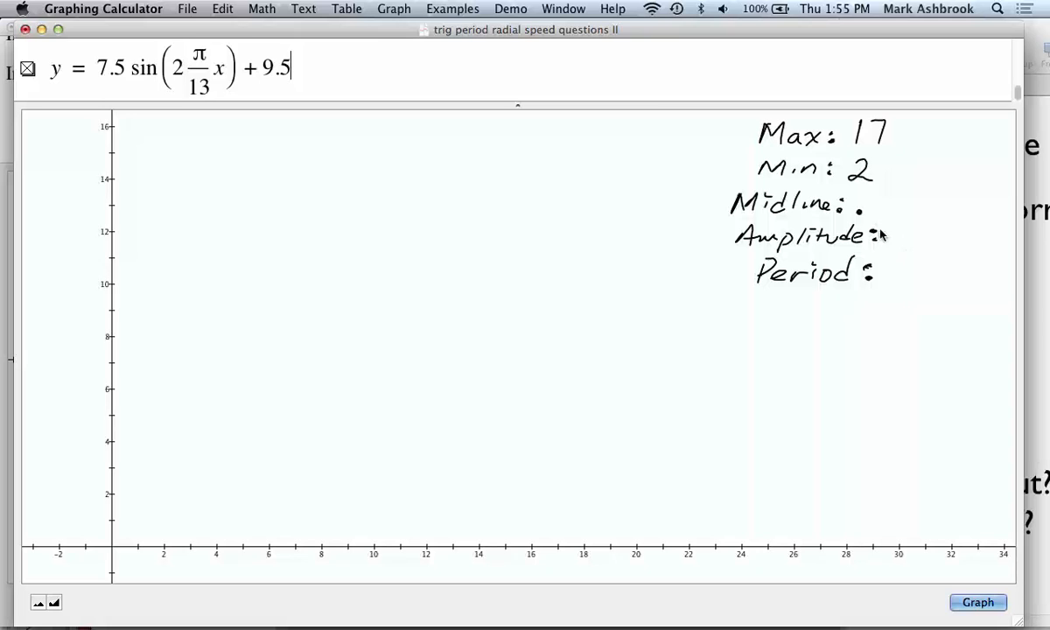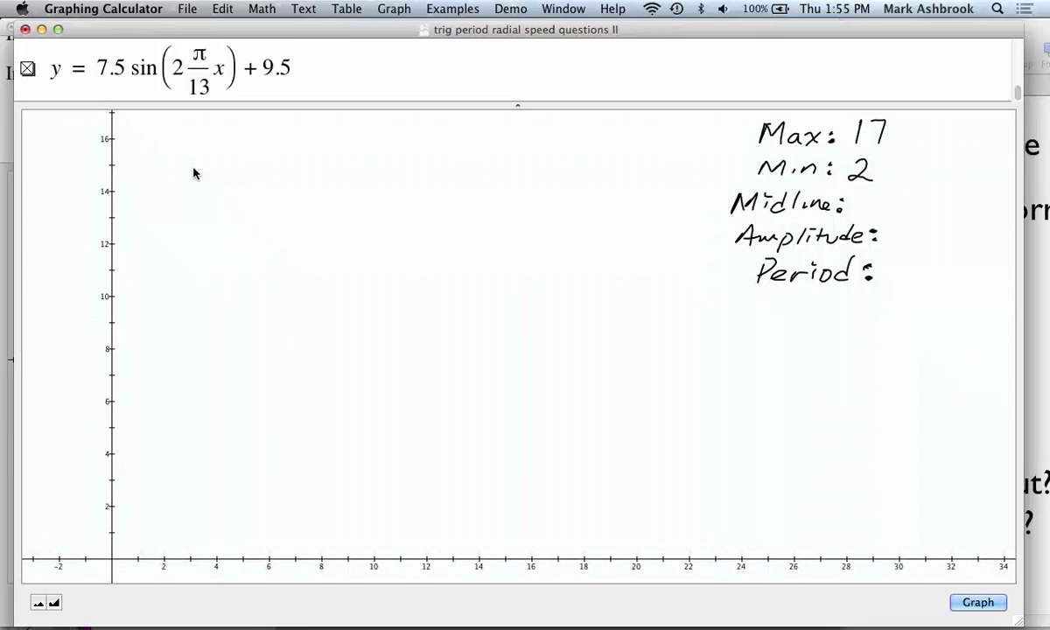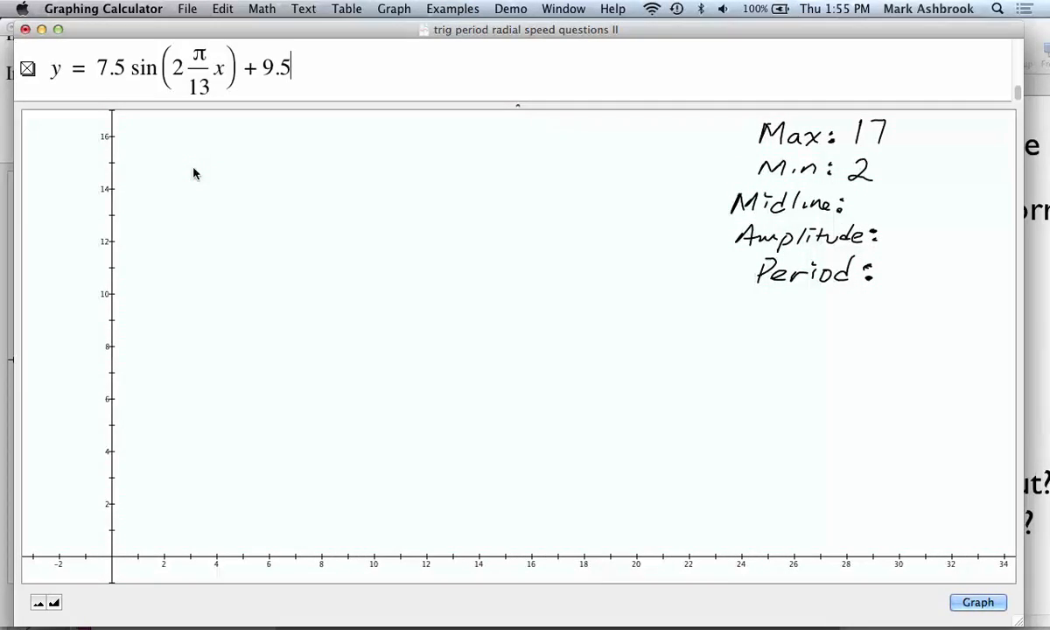All right, so where's the midline of this curve? So our max is going to be at 17, which is right at the top, right at that gray bar. Okay, so I put 17 right along there, so I don't have to draw it. But the minimum will be 2. There's the minimum, okay? Maximum right on that gray bar there.